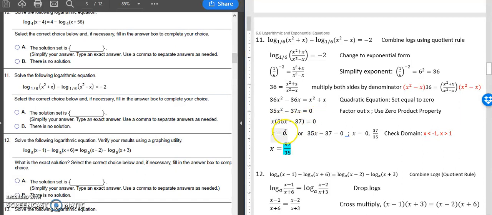From here, we can use the zero product property to get these two equations. We'll end up with x equals 0, or 37 over 35. From our original domains, x had to be less than -1 or greater than positive 1. If you set these both greater than 0, those are the intervals you come up with. So the final answer is 37/35.